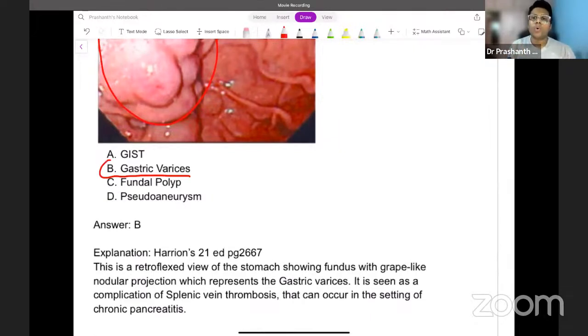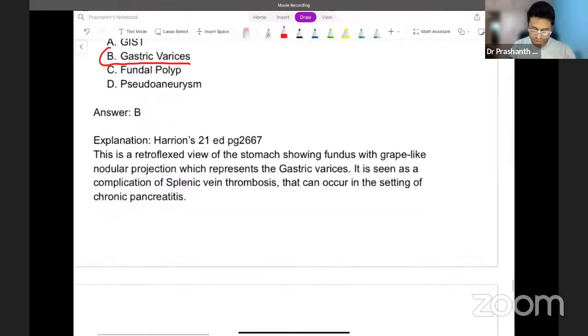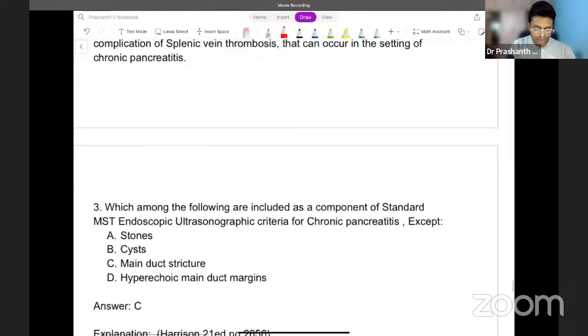Now, what you should know is, as students, the cause of varices is not only chronic liver disease with cirrhosis. Portal hypertension of any form, like splenic vein thrombosis, which can be a complication of chronic pancreatitis, is also one of the complications where you can see varices in the stomach. Okay.